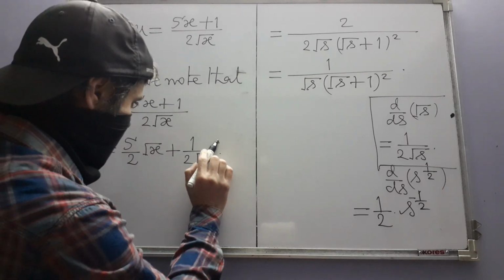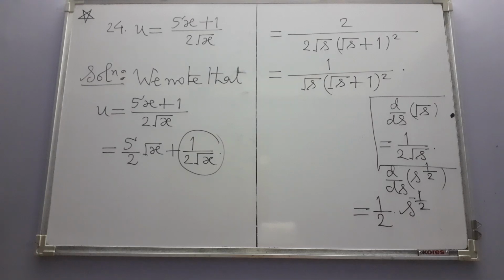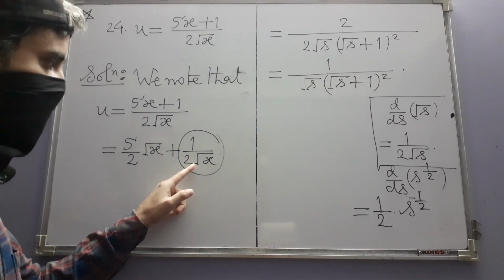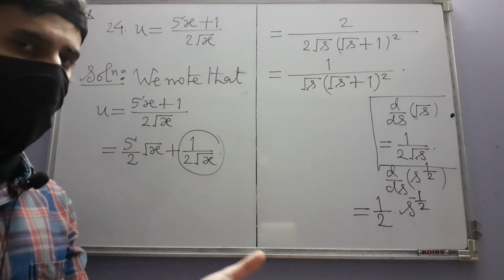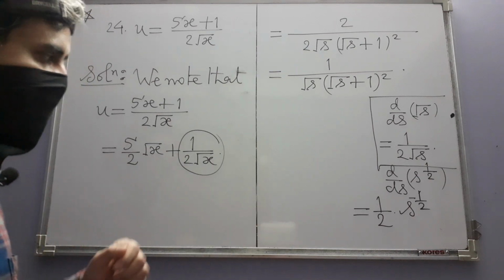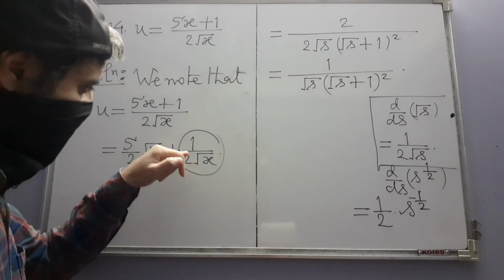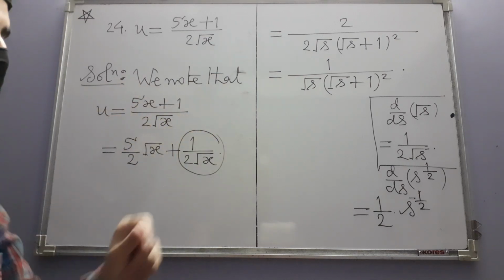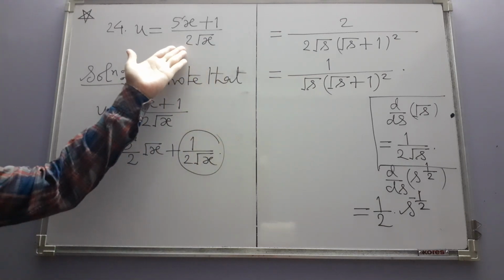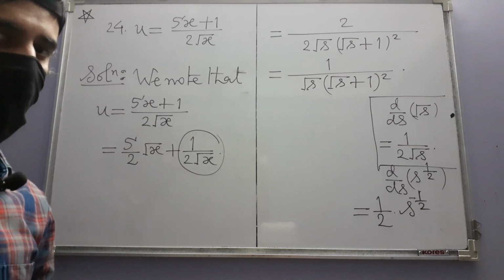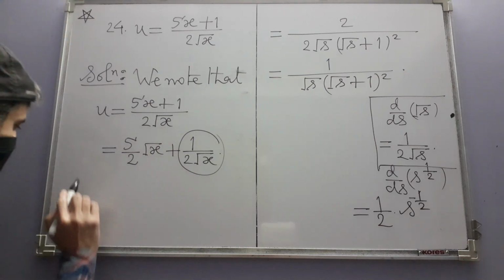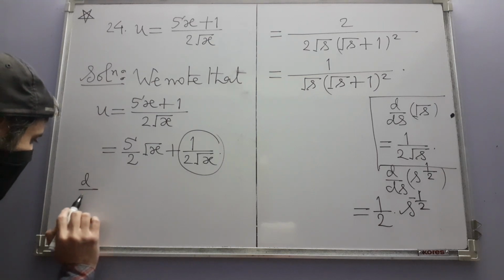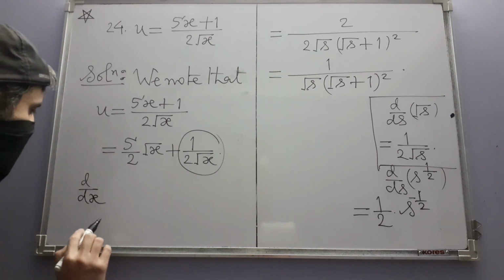The problem is with this term. This term, we don't really know exactly what to use. I mean, we do not have a formula for this. If you want to apply the quotient rule here, then there is no point in going through the simplification. You can straight away apply the quotient rule here itself.